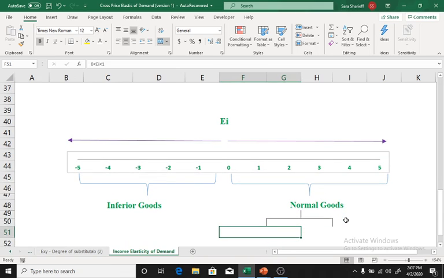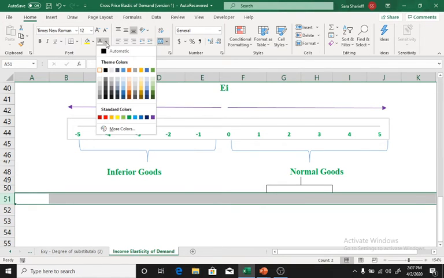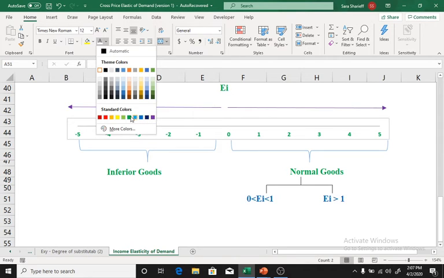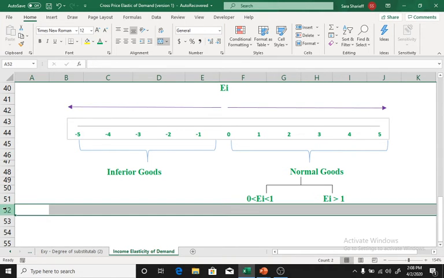So if income elasticity of a good is less than 0, -1, -2, -3 and so on, the good is an inferior good. If the income elasticity of good is greater than 0, 1, 2, 3 or 0.5, 1, 2, 3, the good is a normal good, right? In case of normal good, we further classify normal goods into two categories on the basis of income elasticity. Income elasticity could be between 0 and 1, or it could be greater than 1. If it is between 0 and 1, a normal good is a necessity. If it is greater than 1, normal good is a luxury.